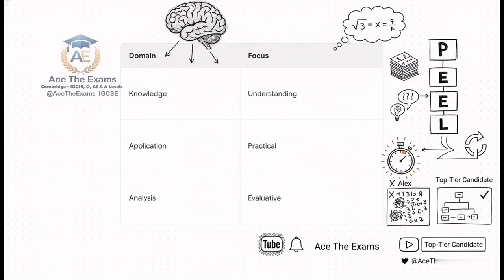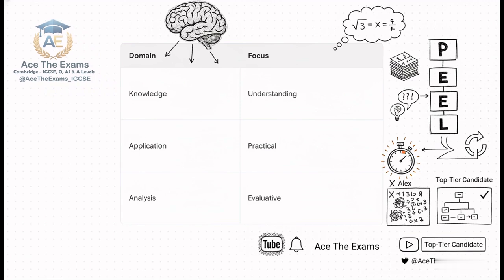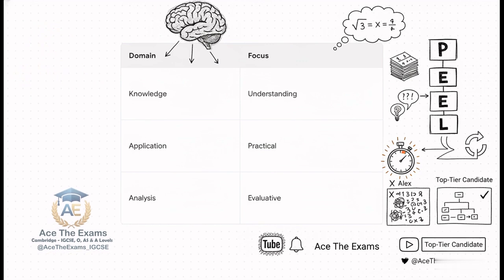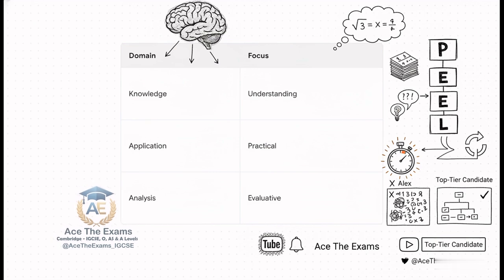When you see a command word like show that or justify, you absolutely cannot just dump raw numbers on the page like Alex does. You have to establish the mathematical relationship. You must show clear sequential working. You have to explain your algebraic steps, like explicitly stating why you apply the natural logarithm to both sides of the equation, and then connect your final value back to the actual context of the question. Top-tier candidates clearly define the inverse relationship before they ever apply it algebraically.